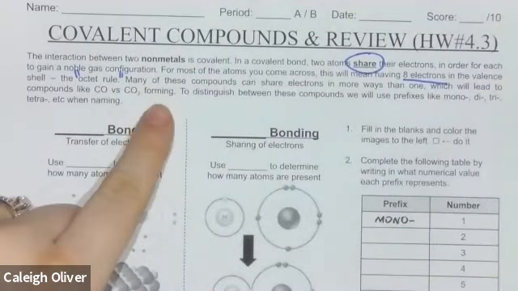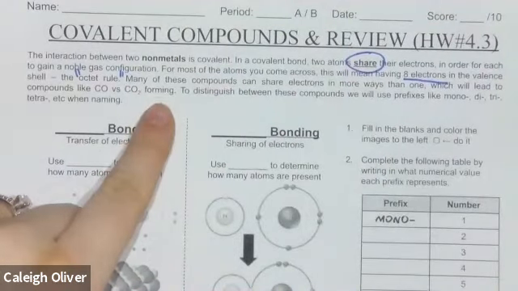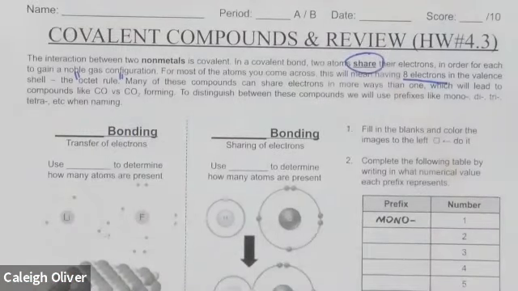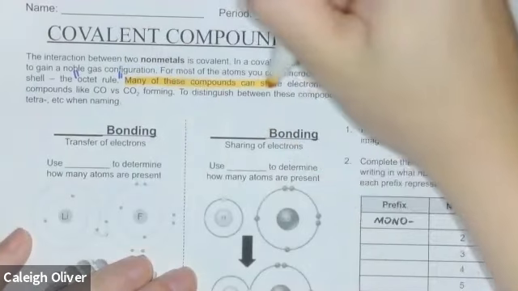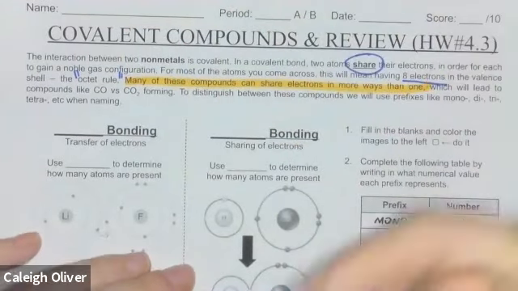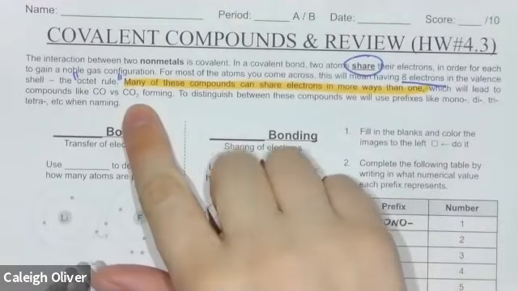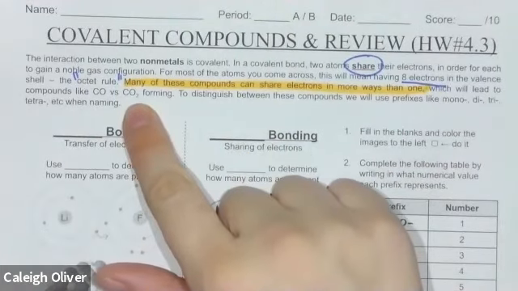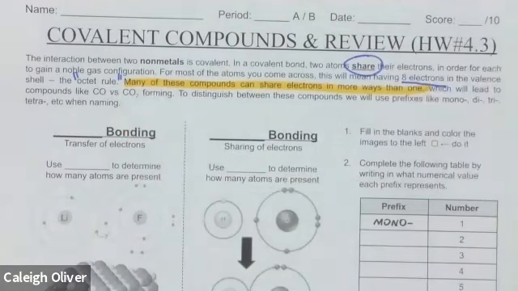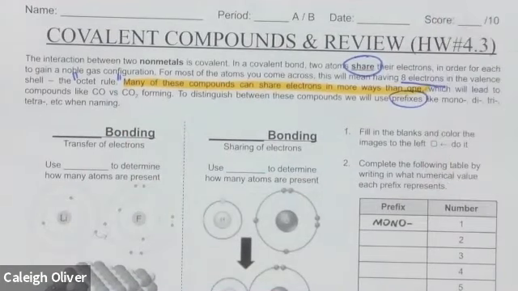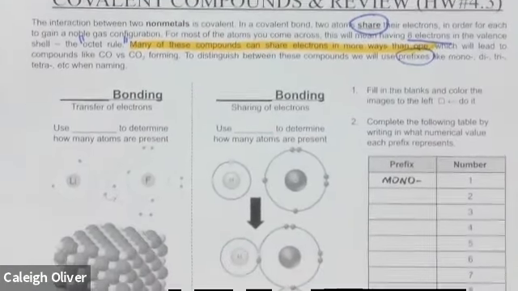Okay, many of these compounds can share electrons in more ways than 1. Oh my goodness, that's the key part. Which will lead to compounds like CO versus CO2. So to distinguish between the compounds, we're going to use prefixes for the naming.